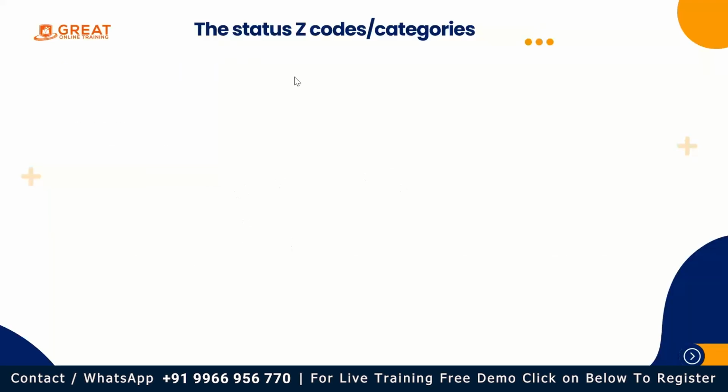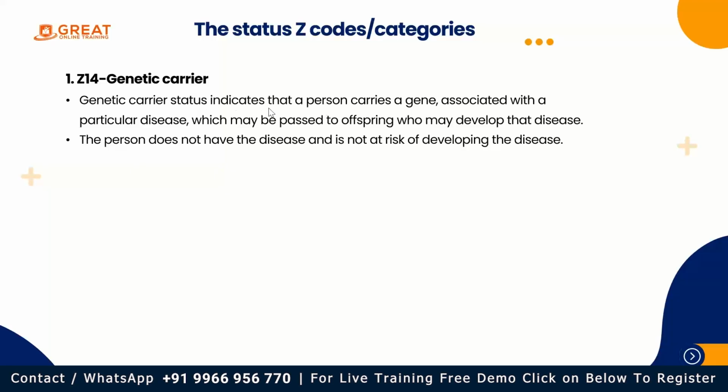The status Z codes, we'll see. These are all status codes I'll show you now. First is Z14. Z14 is for genetic carrier. Genetic carrier status indicates that a person carries a gene associated with a particular disease, which may be passed to offspring who may develop that disease. The person does not have the disease and is not at risk of developing the disease. So the Z14 category is for genetic carrier.